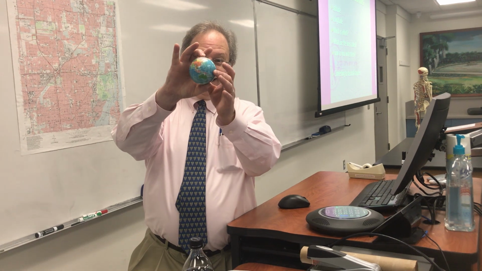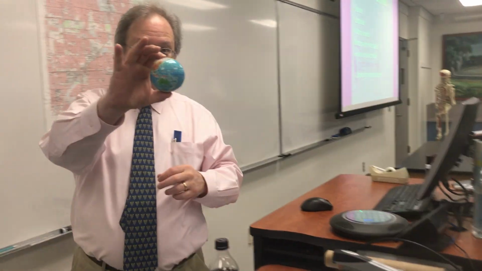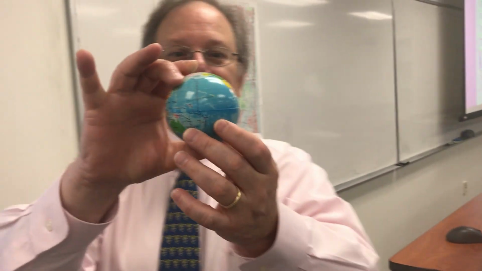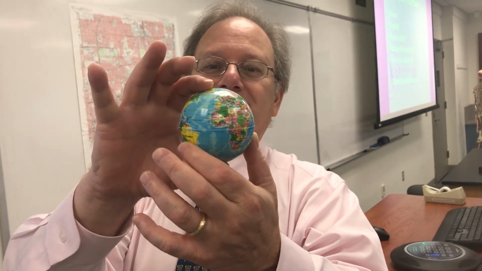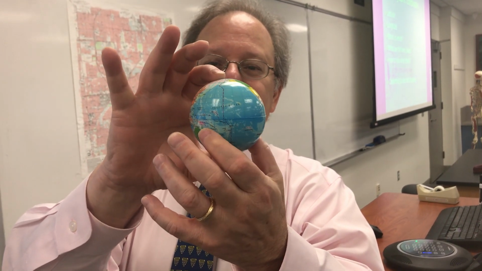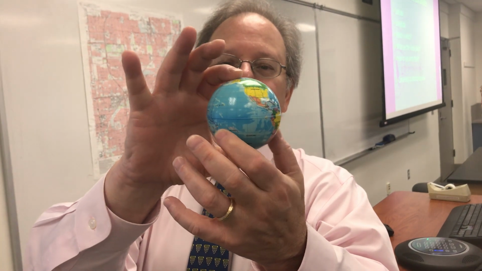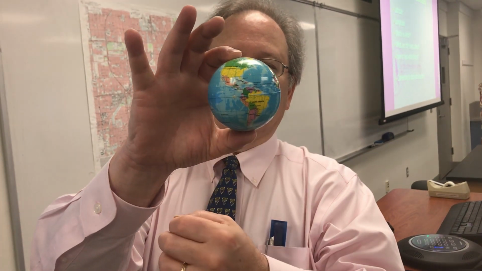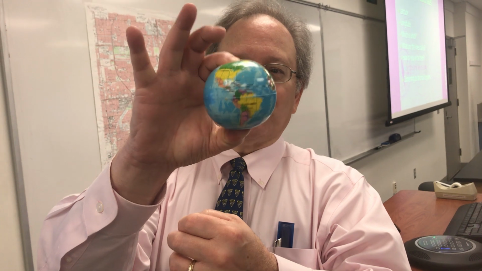And I have here a very cute little globe, right? And as you can see, the land masses and countries and other features of the Earth are printed on this roughly spherical little, I think it's a rubber ball.